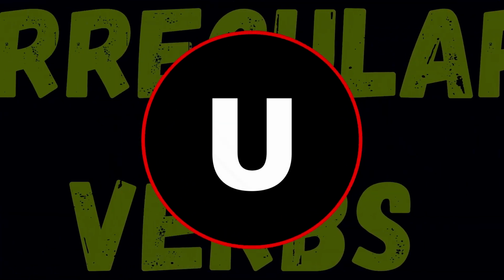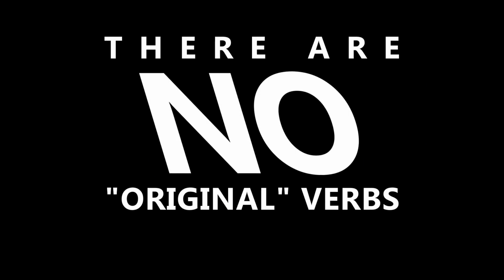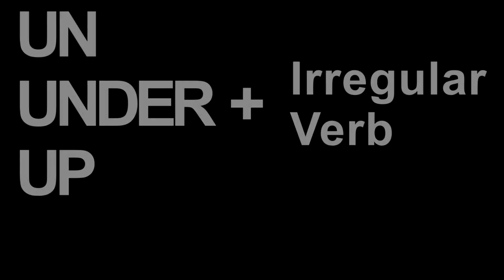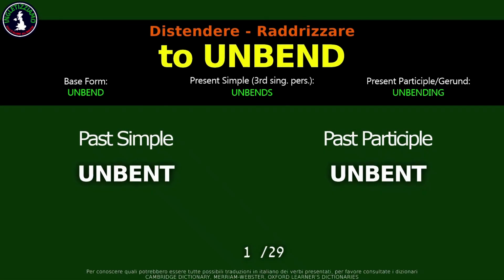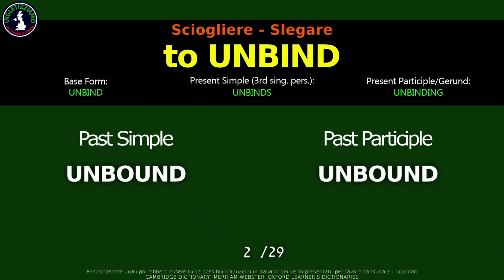List of irregular verbs with the letter U. There are no original verbs that start with the letter U that happen to be irregular, so we use un, under, and up in front of an irregular verb. To unbend, unbent, unbent. To unbind, unbound, unbound.